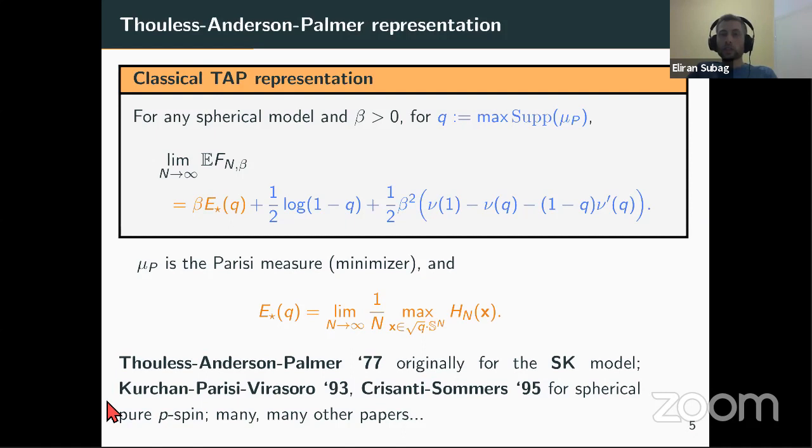The TAP approach was originally introduced in 1977 for the SK model, for the model with Ising spins. And Kurchan, Parisi, and Virasoro, and Crisanti and Sommers derived this formula in the pure p-spin case for the spherical models. And there are many, many other works in physics about TAP representations and other aspects of the TAP approach, which I will not touch today.